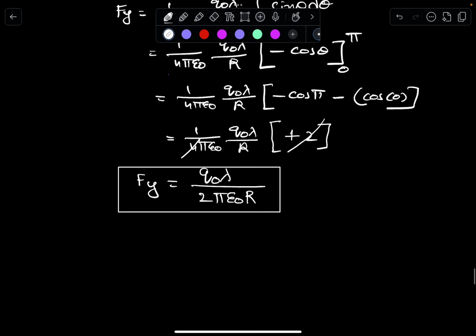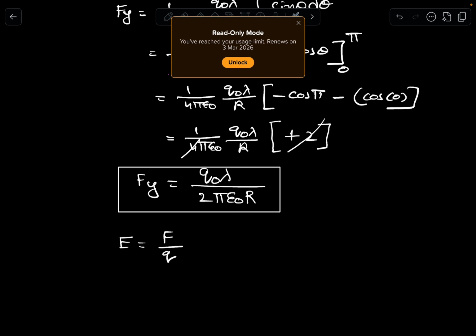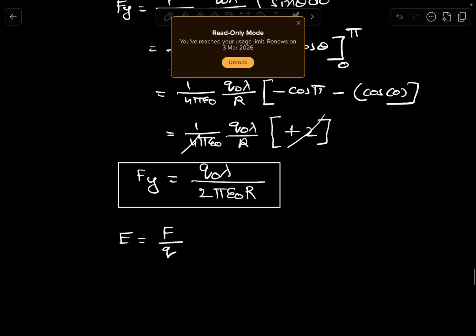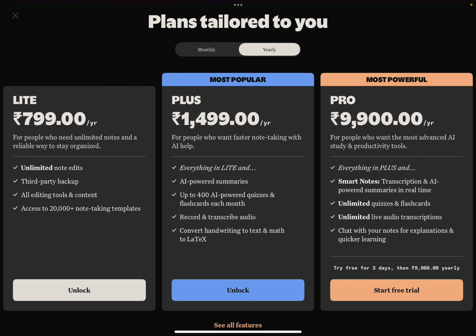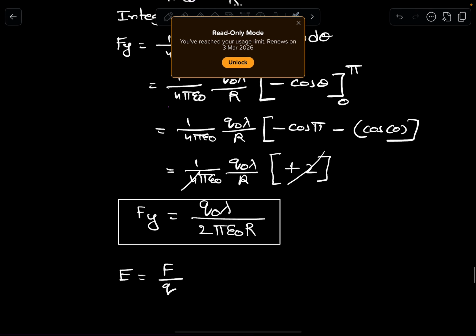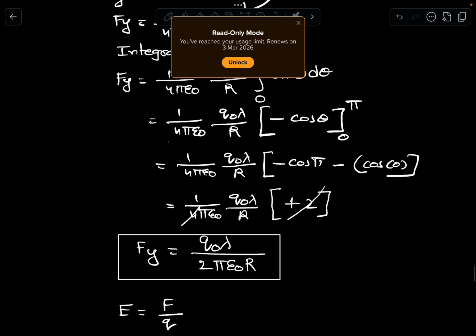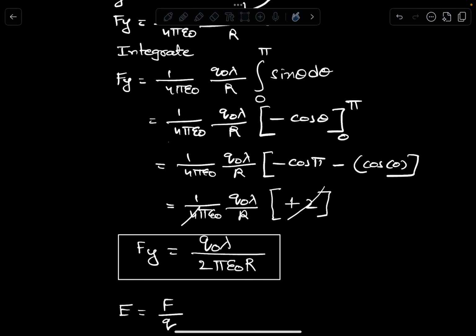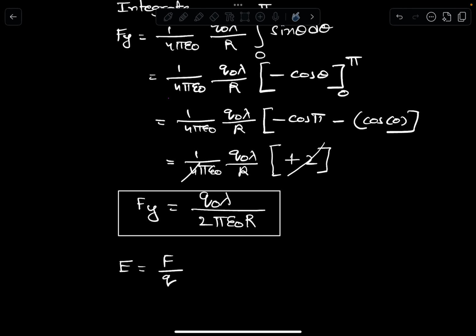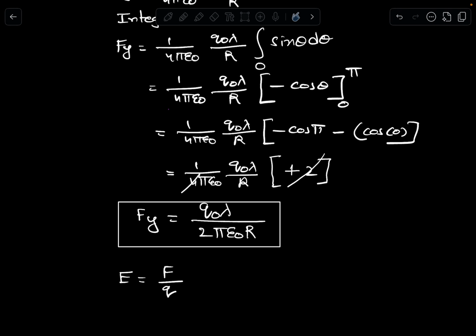Still the continuation is there. If you want the electric field, that also we can easily calculate. As we know, the electric field basic formula is force by charge, right? The electric field we'll discuss later. Okay, I hope you understand.